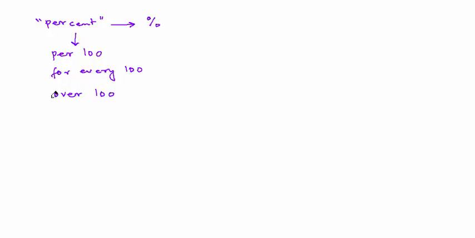And this over 100 actually lets you change a percentage to a fraction. So when we say 40%, this means 40 over 100 written as a fraction like this. And then you can simplify this. You can divide the numerator and the denominator by the greatest common factor of 40 and 100, which is 20. And then the fraction simplifies to 2 on the top, 5 on the bottom, 2/5.